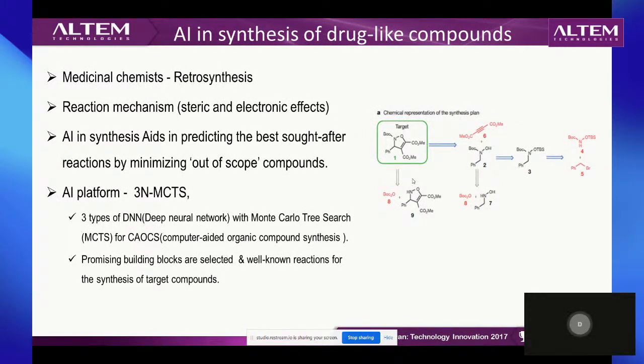And synthesis of drug-like components. If you have a medicinal chemist who is aware of retrosynthesis, reaction mechanisms, steric and non-steric effects, it will help you to predict the best outcome of the reactions by minimizing the scope of your compounds. So in artificial intelligence platforms, you can see the three ends. What is the three ends? It is nothing but a deep neural network with Monte Carlo search and cause. So, computer aided organic compound synthesis and promising building blocks for selected and well-known reactions for the synthesis of target compounds. Like this, you can introduce a synthesis of drug likeness compounds.